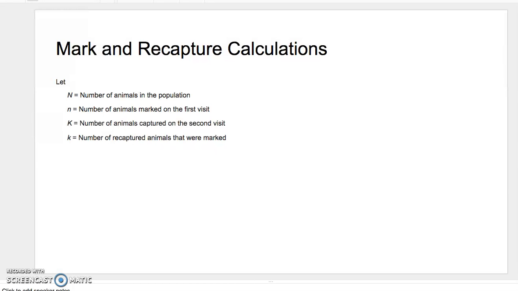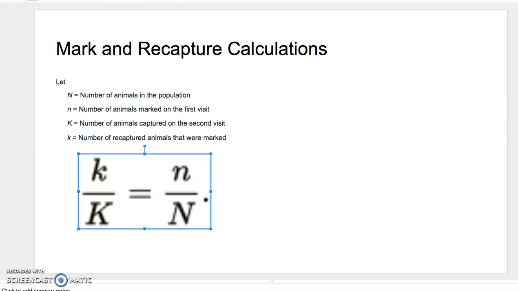So we can make the assumption, since it's a closed system, that the percentage of marked animals in the pond is going to be the same as the number of marked animals in the sample. So the percentage of marked animals in the sample is small k over large K, and the percentage of marked animals in the pond is small n over large N.